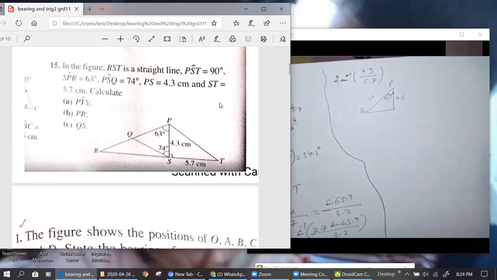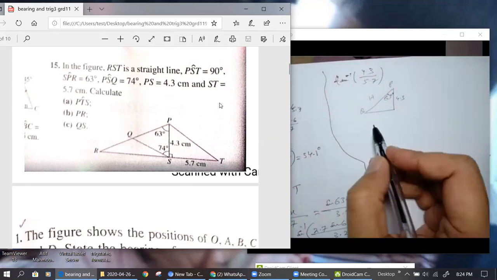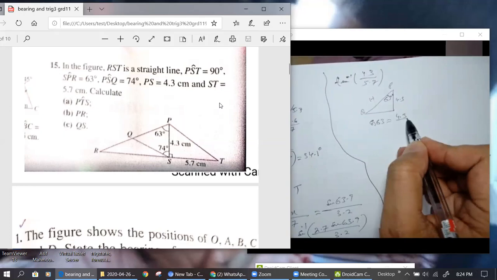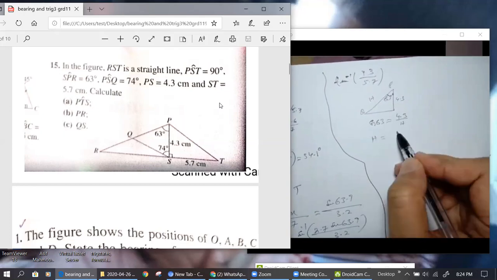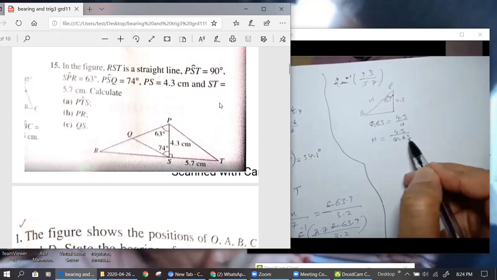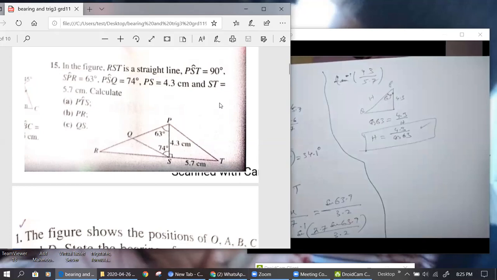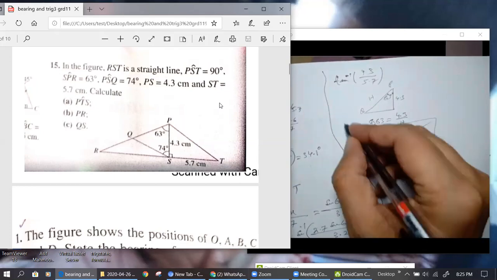Okay, so what you will do: cos 63 equals 4.3 divided by h. So h equals 4.3 divided by cos 63. Okay, so you will get the answer of this one, PR. So this is PR.